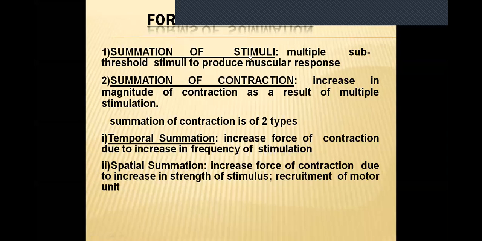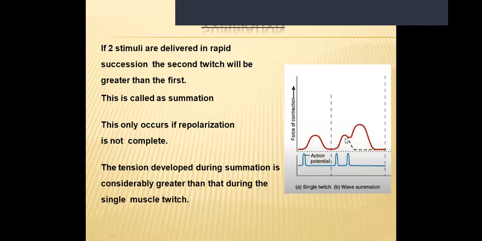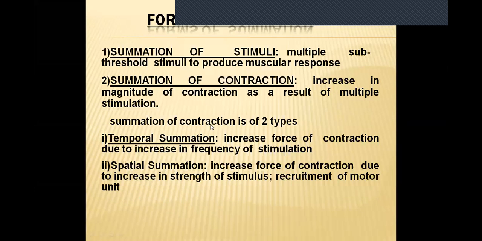In this case, individual stimuli are not capable of producing muscle contraction, but due to the summation of very weak stimuli, all these weak stimuli are able to produce muscle contraction. That case is called summation of stimuli. In the other case, summation of contraction, each stimulus is capable of producing muscle contraction, as we have seen in this slide. If this happens, it is called summation of contraction. And summation of contraction is of two types: one is temporal summation, another is spatial summation.